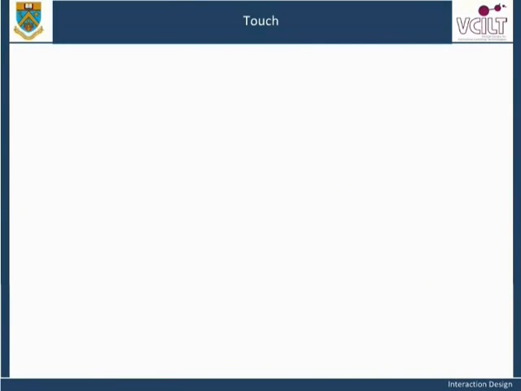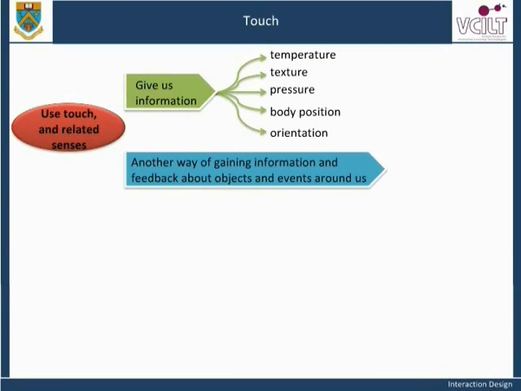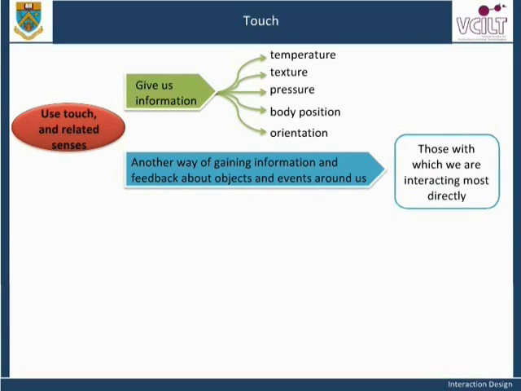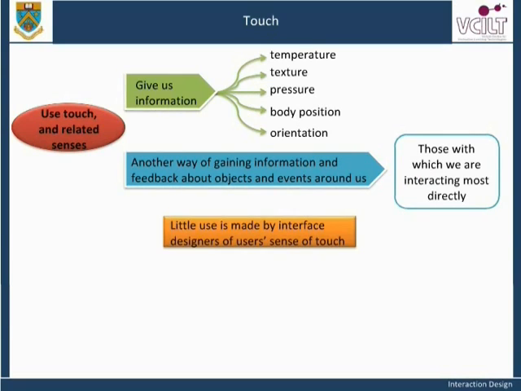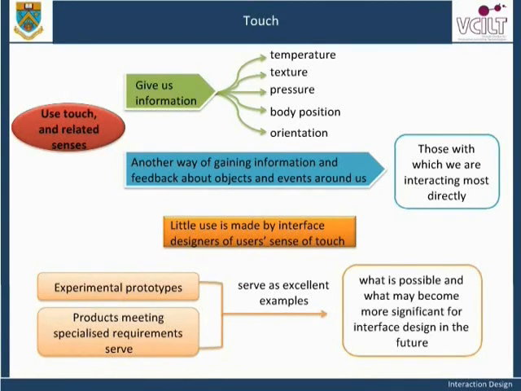Touch. In everyday life, we use touch and related senses that give us information about temperature, texture, pressure, body position and orientation, and so on, as yet another way of gaining information and feedback about objects and events around us, especially those with which we are interacting most directly. Currently, little use is made by interface designers of users' sense of touch. However, a number of experimental prototypes and products meeting specialized requirements serve as excellent examples of what is possible and what may become more significant for interface design in the future.